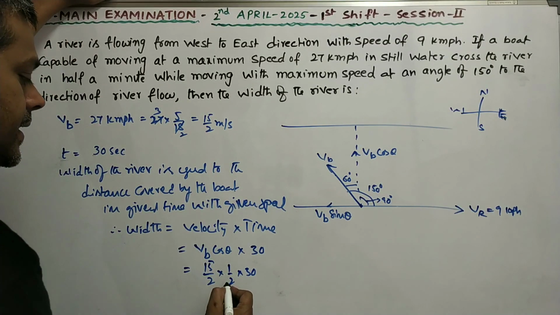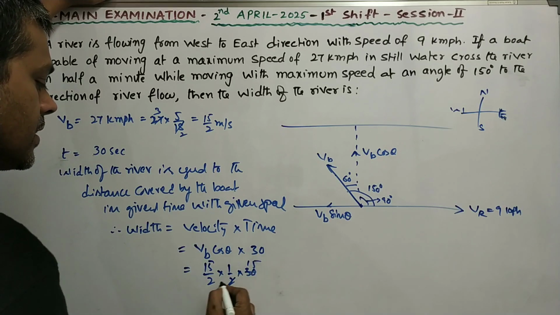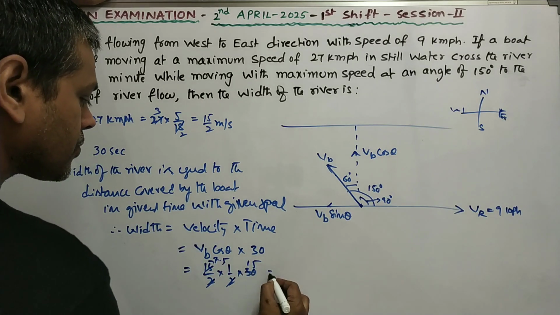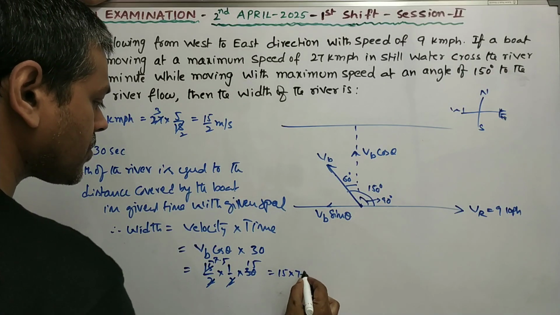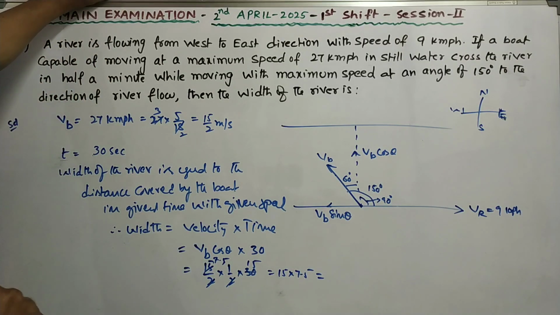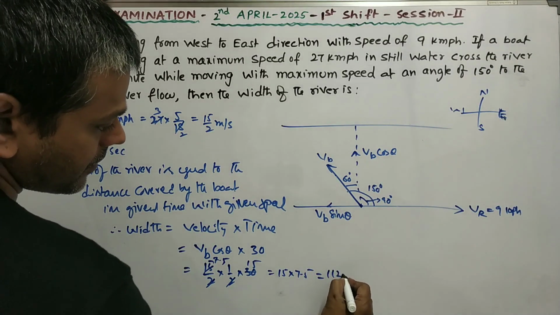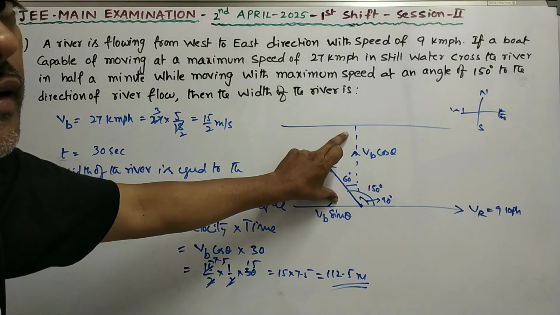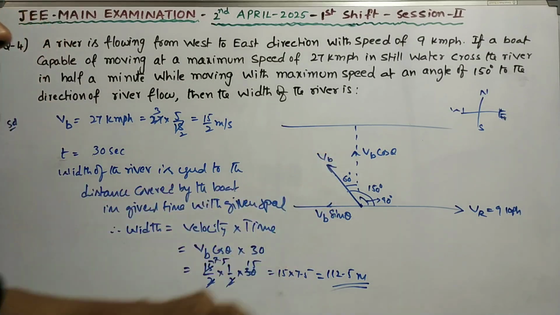Okay, alright. 15 into 7.5 is nothing but you get 112.5 meter. This is the width of the river. I think we have understood this question.